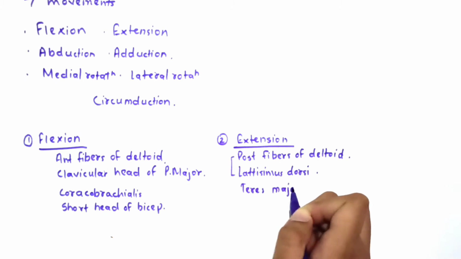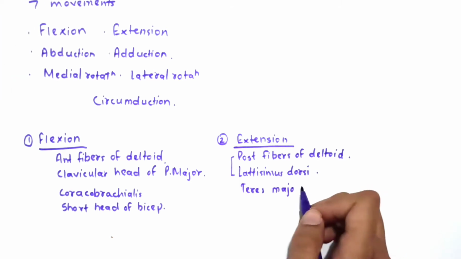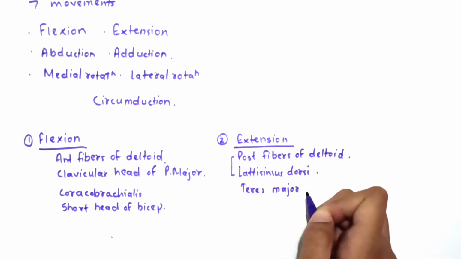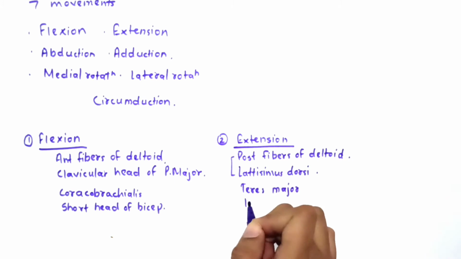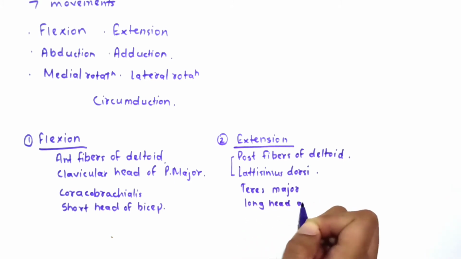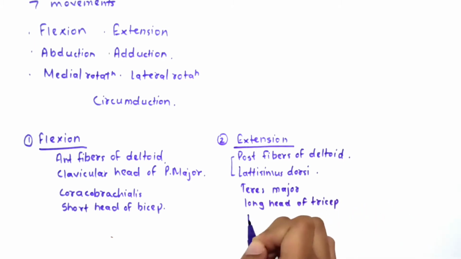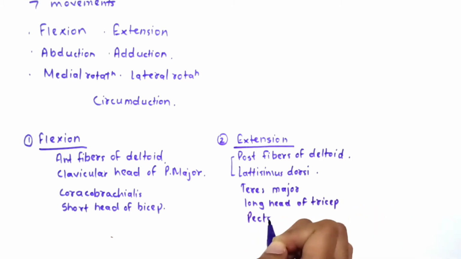which is originating from the lateral border of scapula and inserting in the arm. So it is also pulling your arm back. So teres major, long head of triceps, and some part of pectoralis major also.